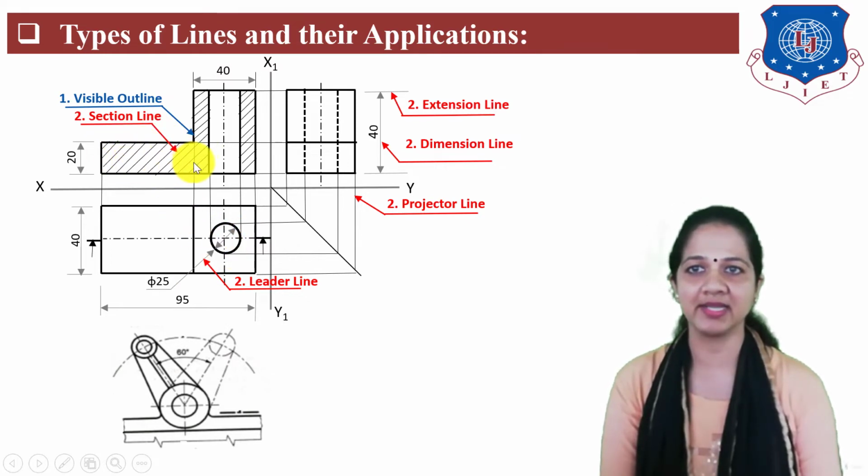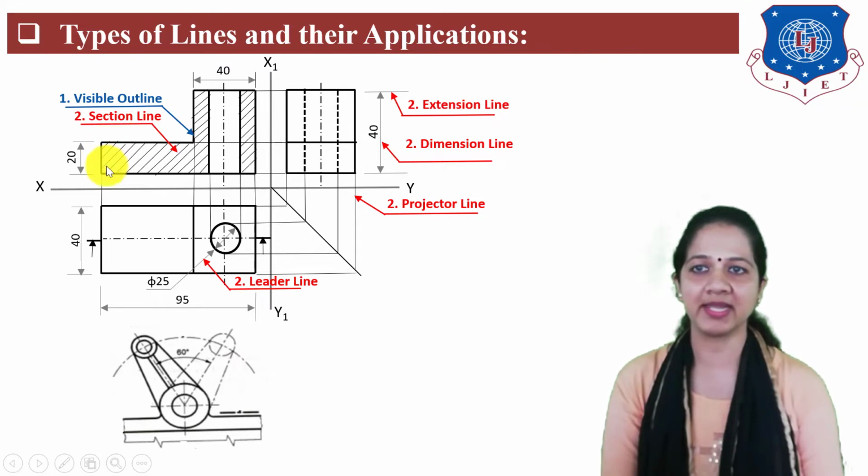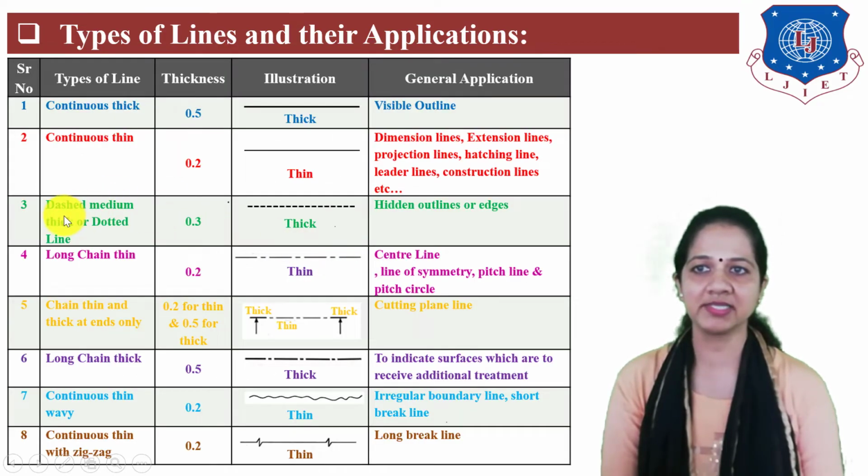This is section line used to show cutting surface area of the object in the drawing. It is at 45-degree angle and parallel to each other and the distance between two section lines is approximately 2 to 3 mm. Next is dashed medium thick or dotted line. Its thickness is 0.3 mm. It is slightly darker in shade. It is used to show hidden outlines or edges of the object.